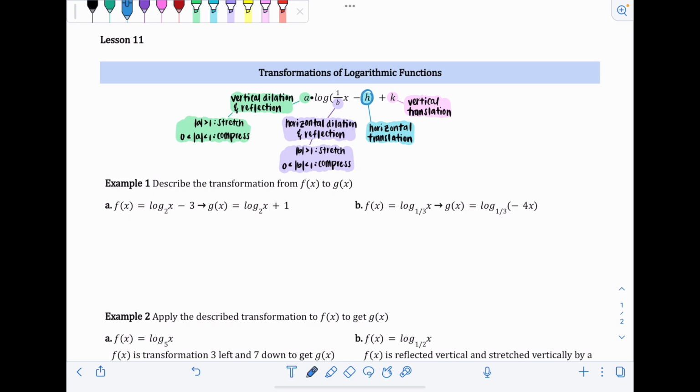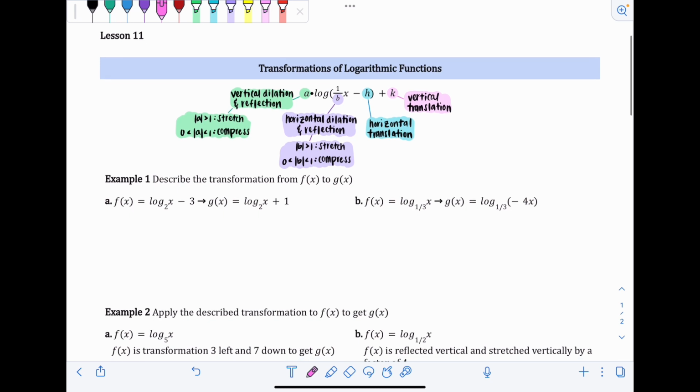H is the letter we use for horizontal translation, that is moving something side to side without changing the shape or the orientation. That's something that is being added or subtracted from x inside parentheses. And then K is our vertical translation, so moving the graph up or down, moving the function up or down without changing the shape or orientation as well. And that's going to be just a constant added on to the end.